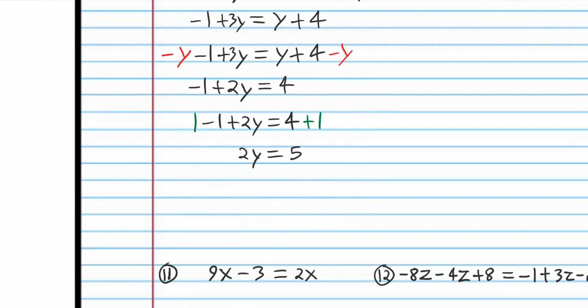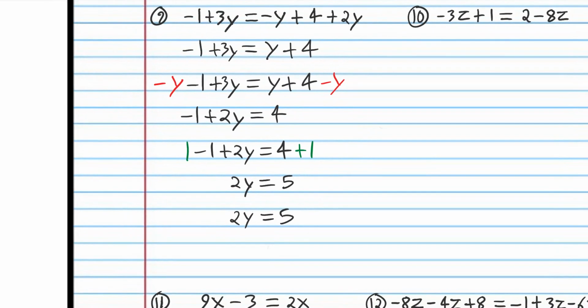So anyway, we're left with 2y is equal to 5. I'm about to perform an operation on both sides of the equation, so I have to rewrite that.